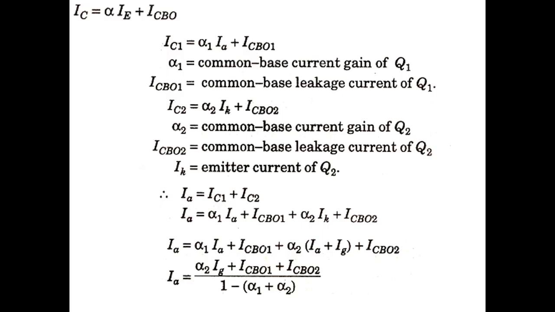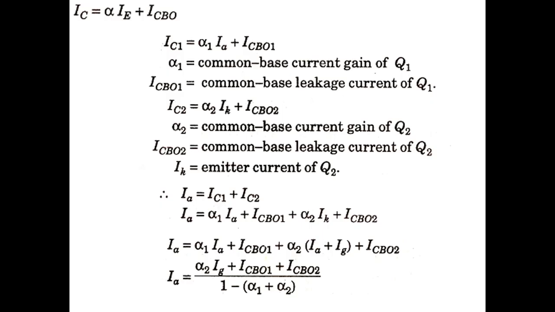From this we have to derive the anode current IA. So these are the expressions to be calculated. First, IC will be equal to alpha times IE, where alpha is the common base current gain, that is alpha is equal to IC by IE, and ICB0 is the common base leakage current of the transistor. From this we have IC is equal to alpha into IE plus ICB0.